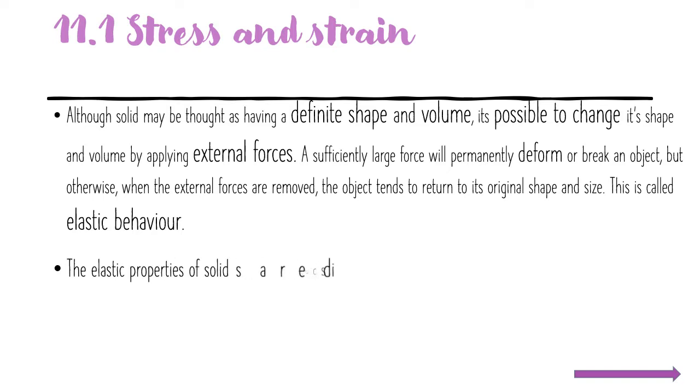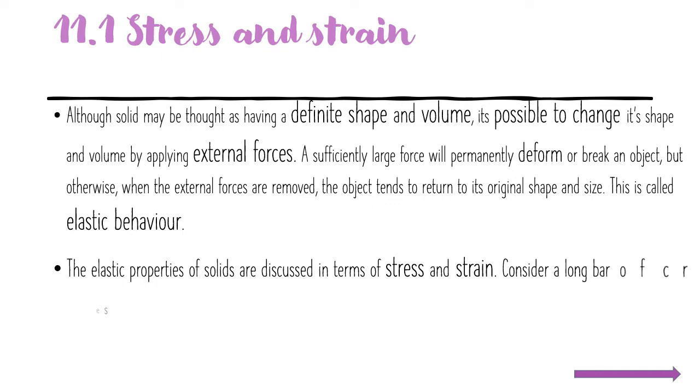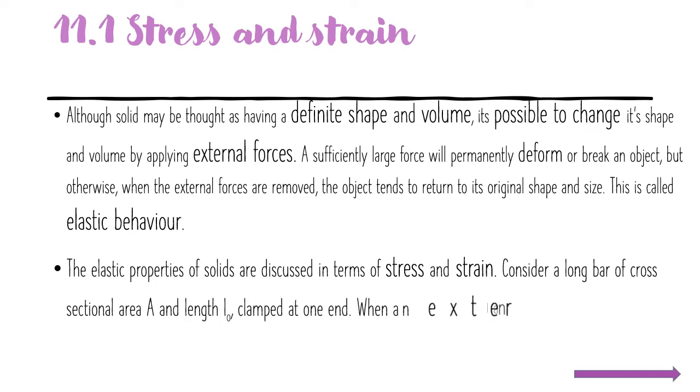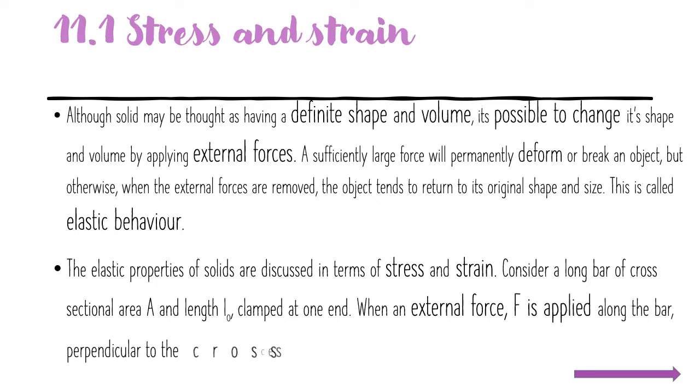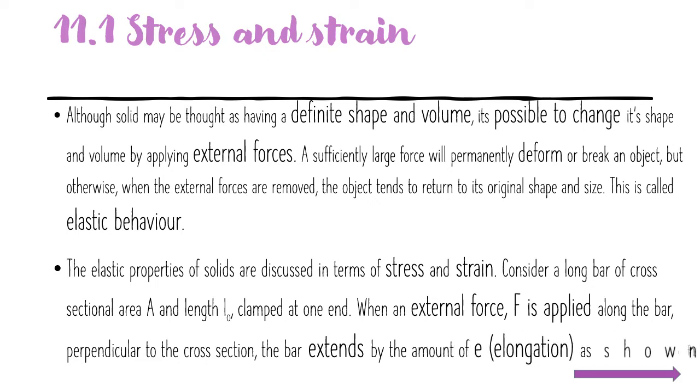The elastic properties of solids are discussed in terms of stress and strain. Consider a long bar of cross-sectional area A and length L0 clamped at one end. When an external force F is applied along the bar perpendicular to the cross-section, the bar extends by the amount of E, which is the elongation, as shown in figure on the next page.